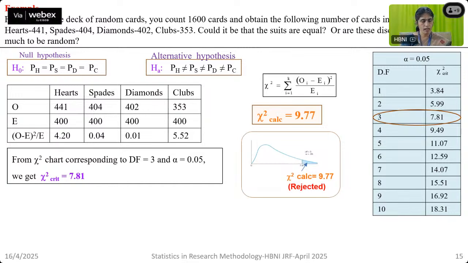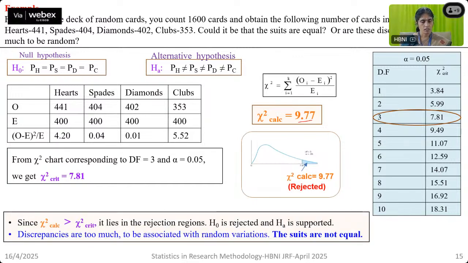So from the table, the critical value reads out to be 7.81, whereas the calculated value comes out to be 9.77. As the calculated value is greater than the critical value, the null hypothesis is to be rejected. The alternate hypothesis is supported. The discrepancies are too much. That means the suits are not identical. There may be intermixing of several suits. Some cards may be missing in those suits. Clubs may be missing mostly because those numbers are less.